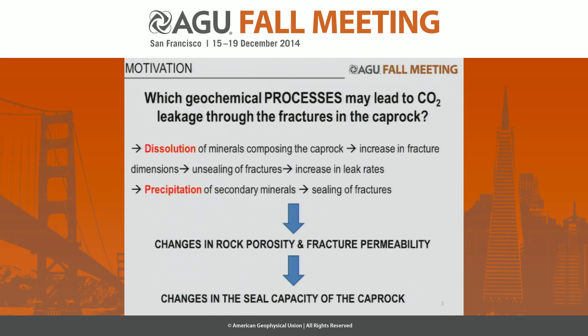So which geochemical processes may lead to the CO₂ leakage through the fracture in the caprock? First is the dissolution of the minerals composing the caprock, which may lead to an increase in fracture dimensions, and also can lead to unsealing of the fracture and an increase in leak rate. The second is the precipitation of secondary minerals, which can allow the sealing of fractures. These geochemical changes can lead to changes in rock porosity and fracture permeability, and also in the seal capacity of the caprock.